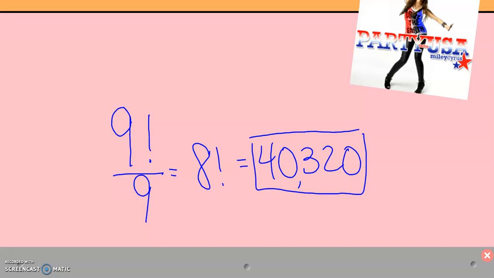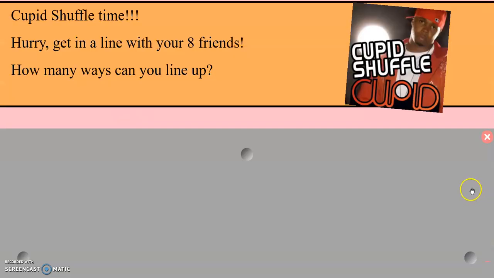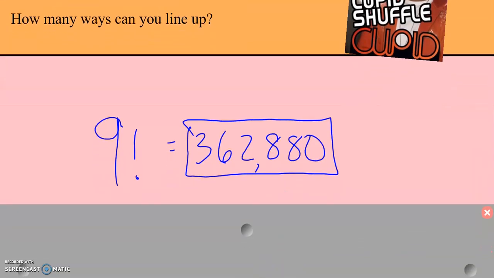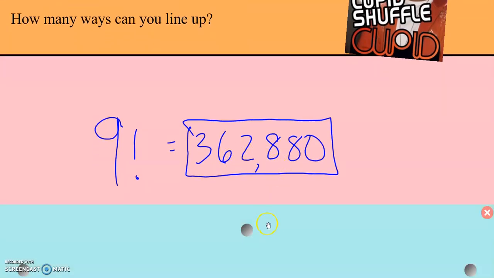What's that? What's that I hear? What's coming up next? That's right, it's the Cupid Shuffle. Time to line up. So you and your 8 friends need to get into a line. How many ways could you line up? Well, that's just 9 factorial ways to get into a line. So that's 362,880.